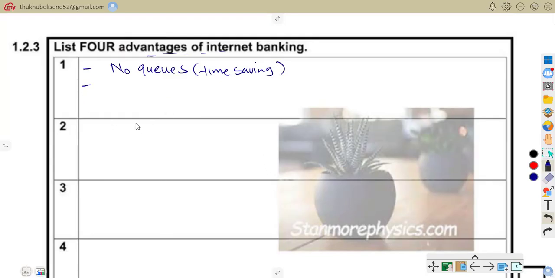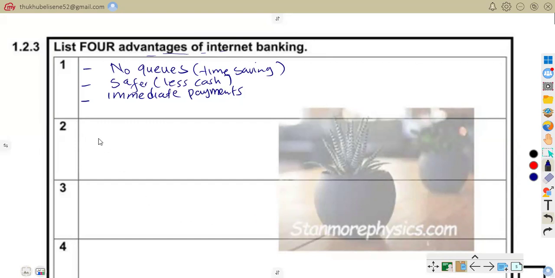So another one, it is safer, meaning less cash. So instead of carrying 10,000 cash, you transfer it online. That's the advantage of internet banking. So another one is about immediate payments. For example, the supplier receives money instantly after you send the EFT, electronic funds transfer.